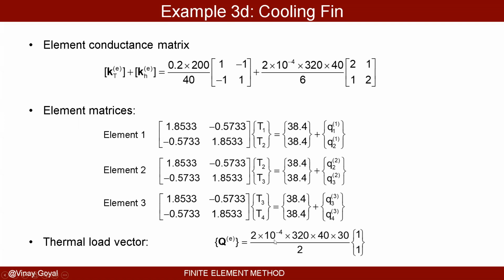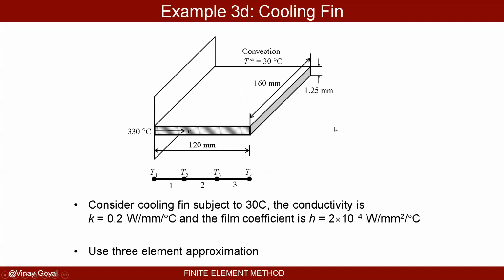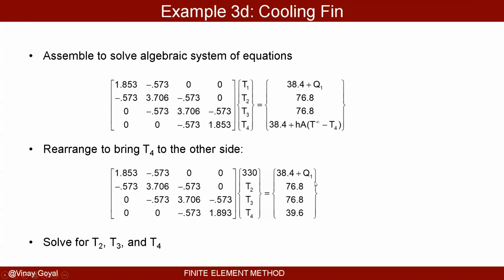And the thermal load vector comes out to be this much. I can assemble all three elements together, and when I do, I get these equations. Notice how T4 shows up on the right because I'm losing heat also on this right-hand side. Not just through the body, but also on the right-hand side, that node number 4. We're losing heat to the environment, so we have to consider that. And that's what I did there. You can see that there.